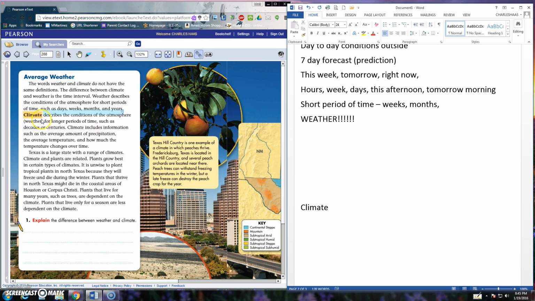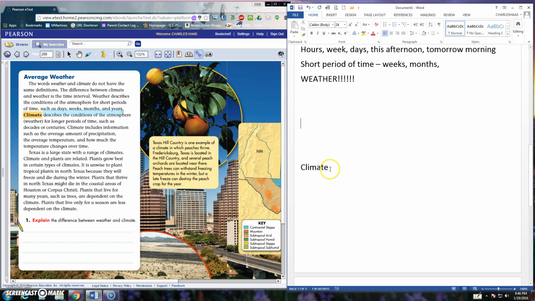Climate, on the other hand, describes the conditions of the atmosphere, the weather, for longer periods of time, such as decades and centuries. And that's what we're going to talk about for climate. So climate, I guess I should put it beside it. Describes the atmosphere and weather over long periods of time, such as, yeah, these are the words you're going to need to know.